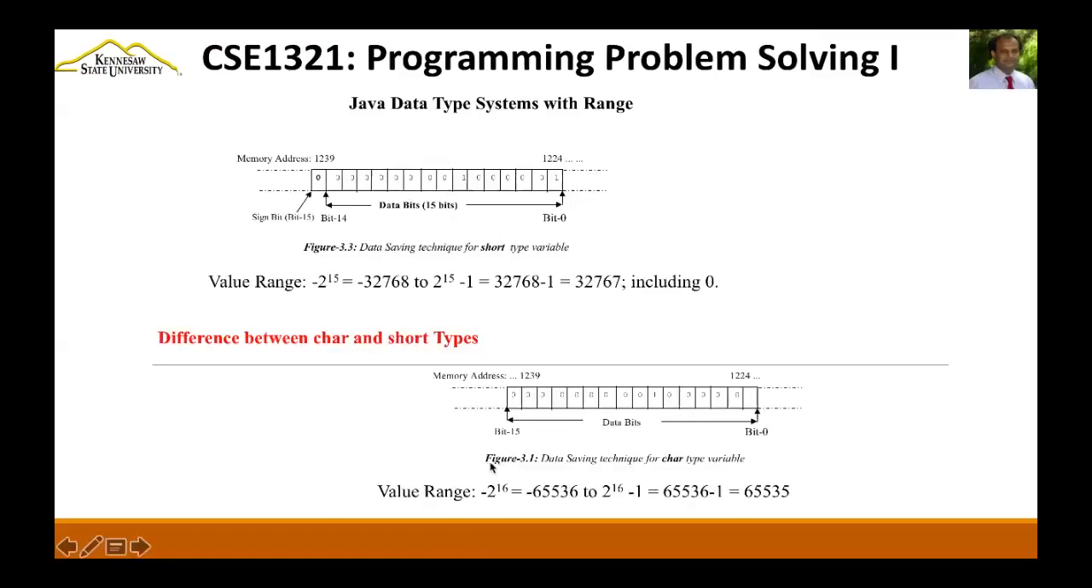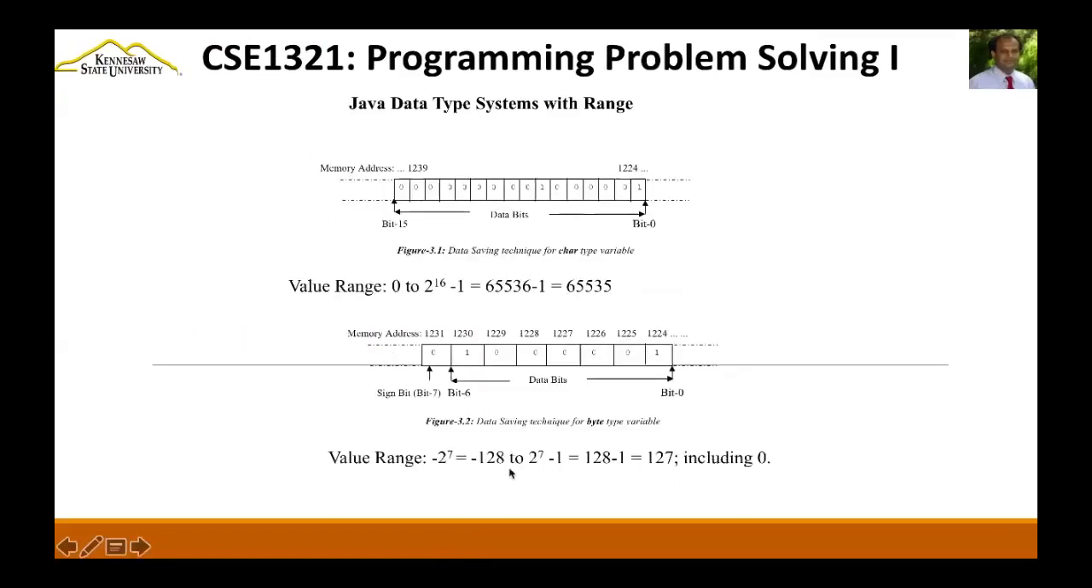So for a negative number, we will have negative 128 to positive 127, yes, 2 to the power 7 minus 1. So negative 2 to the power 7, up to 2 to the power 7 minus 1. We have this range over here. So for a byte type, we have a range negative 128 to 127, including 0.